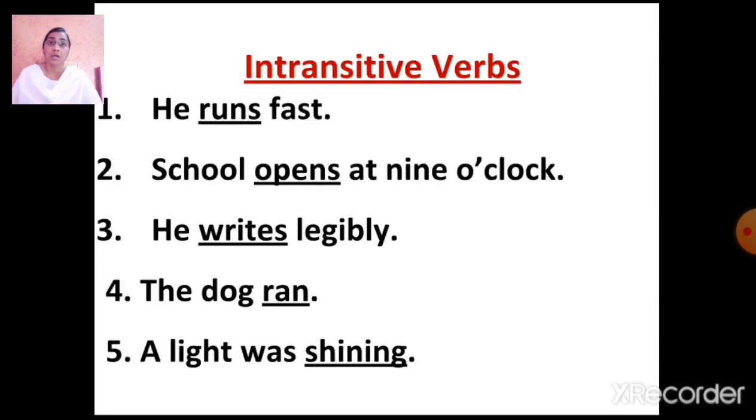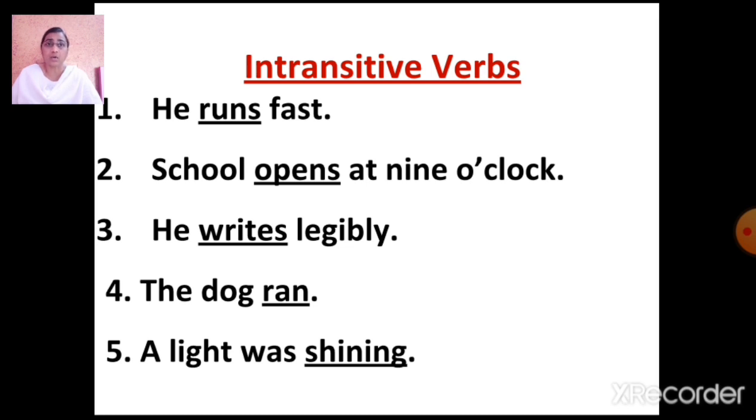Alright? Now, let's move towards intransitive verb sentences. He runs fast. Then, the next one is, school opens at 9 o'clock. Then the next one is, he writes legibly. Then, the dog ran. Then the fifth one is, a light was shining.